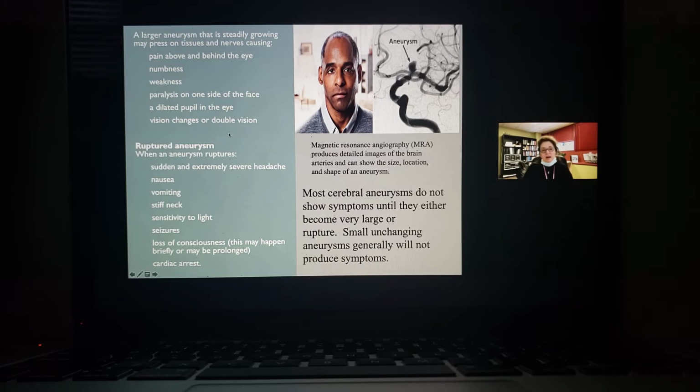When they rupture, because the vascular wall gets so thin that it ruptures and causes the hemorrhage, then suddenly it's a very severe, extremely severe headache. When you ask about associated symptoms, patients will describe the presence of nausea, vomiting, obviously a stiff neck, sensitivity to light, seizures, loss of consciousness, and cardiovascular symptoms of cardiac arrest. So as you may realize very quickly, it's not just a headache, but you are having other combined symptoms.